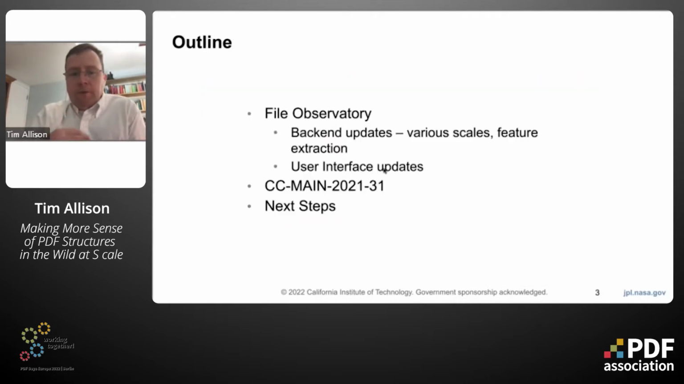So I'll talk a little bit about the file observatory, some of the backend updates we've been doing. We'll talk about it at various scales, feature extraction, user interface stuff. The bulk of this talk will be on descriptive statistics we have on a month of Common Crawl data. It's about 8 million PDFs. And then I'll end with next steps.